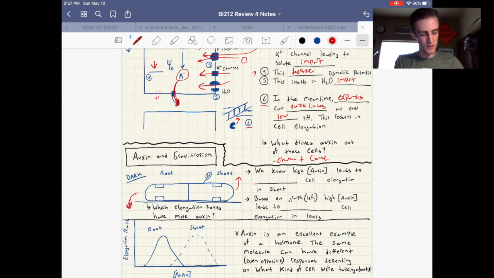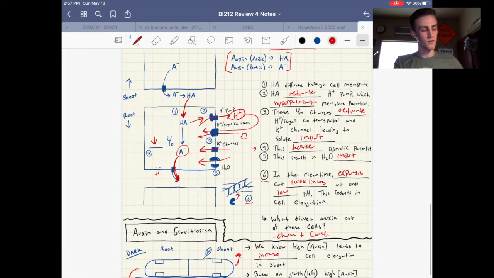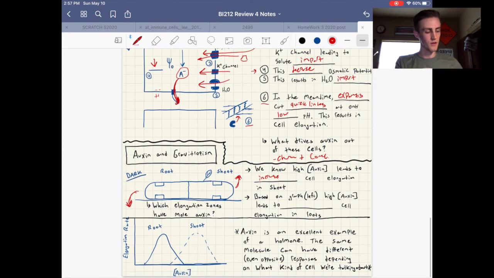So we know the plant is going to bend this way and then this way, respectively, in the root and the shoot. And then we know a high auxin concentration leads to cell elongation in the shoot, and that would be increased. That's what we just went over here, where we see that the water imports, expansions are cut, so the elongation is free to occur.